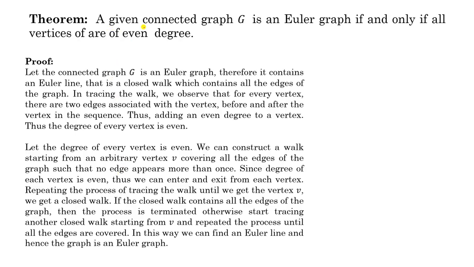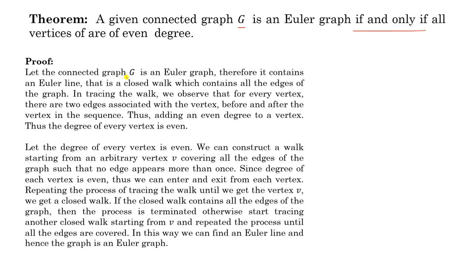The theorem is: a given connected graph G is an Euler graph if and only if all the vertices are of even degree. If and only if, this is biconditional. So first we will assume that the graph is an Euler graph, then we will prove all the vertices are of even degree. The second time, we will assume that all vertices are of even degree, then we will show the graph is an Euler graph. So let's start with the first part.